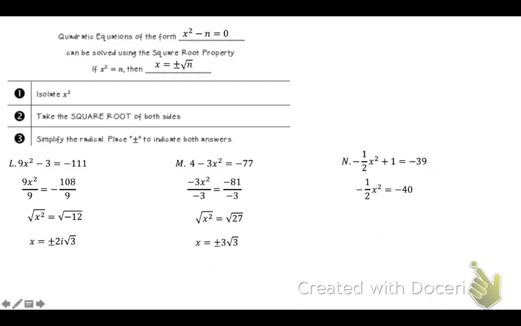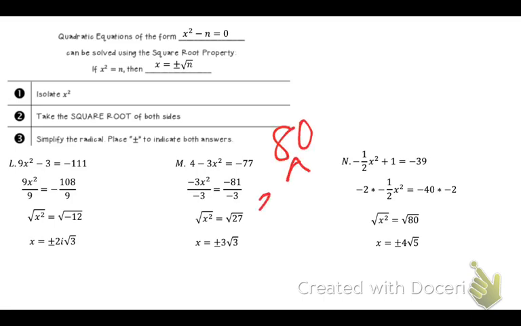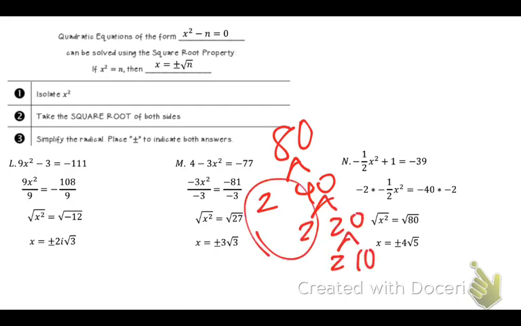This one, subtract the 1, you get negative 40. We're going to multiply both sides by negative 2 to get rid of that fraction. So you get x squared equals 80. Square root both sides. If you break down that 80, that's 2 and 40, which is 2 and 20, which is 2 and 10, and it's 2 and 5 again. 2 times 2, which is where you get the 4, and then square root of 5.